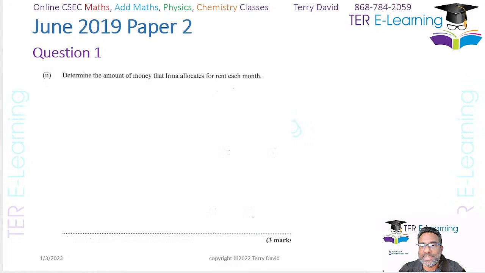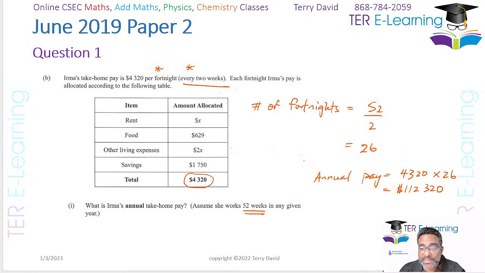The second part of the question, they said determine the amount of money that Irma allocates for rent each month, right? Now, you want to figure out what is rent, right? And that is this amount here. That is X dollars, right? Now, you know that she has rent, she has food, she has other living expenses, she has savings, and we know that when you add up all of those things, that should be equal to her fortnightly pay.